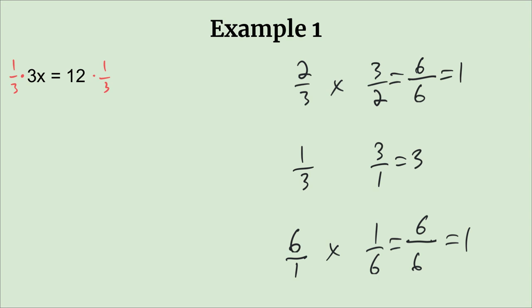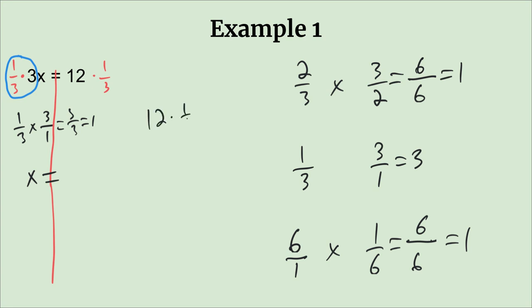Now, like we just talked about, the 1/3 is going to cancel that 3 out. 1/3 times 3, we can put that 3/1, multiply straight across, you get 3/3, which equals 1. So on the left side, we're left with just an x. And then on the right side, we have 12 times 1/3. So we put the 12/1, multiply straight across. We have 12/3, which is equal to 4. So we have x equals 4.